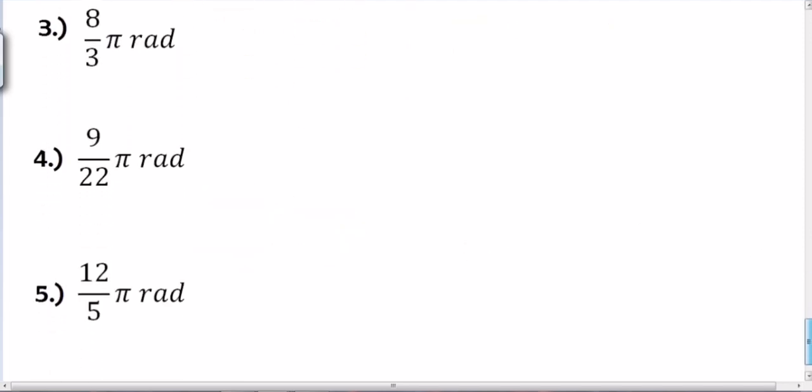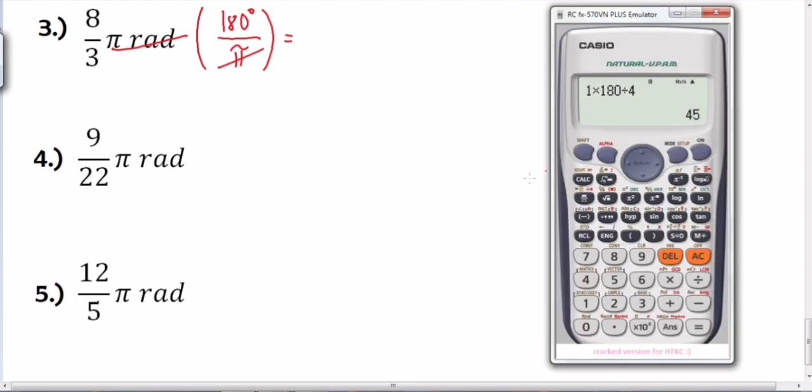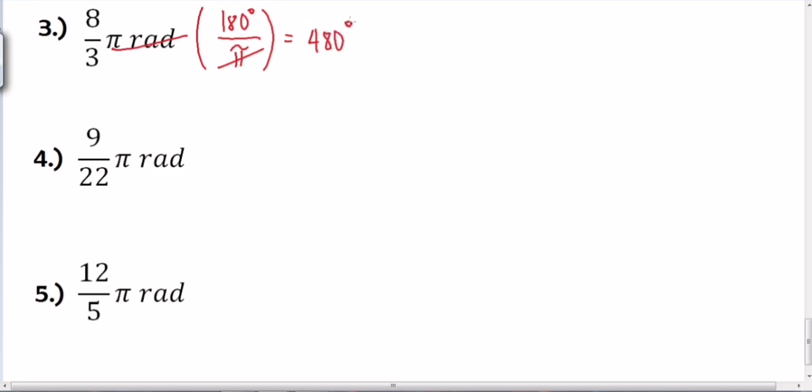Okay? Let us have the last 3 examples. So, we have here 1/3 pi rad. So, again, i-multiply ko sa 180 degrees over pi. To cancel the pi, lalagay ko sa ilalim. So, cancelled na yan. So, ang matitira is yung 8 sa taas at saka si 180. So, multiply ko 8 times 180 at i-divide ko doon sa denominator na 3. So, the answer is 480 degrees. So, this one is the conversion.